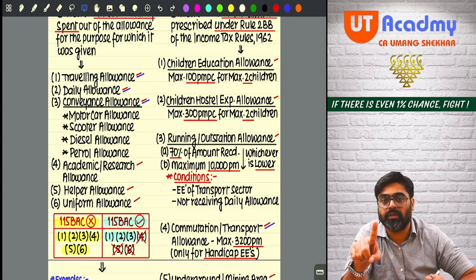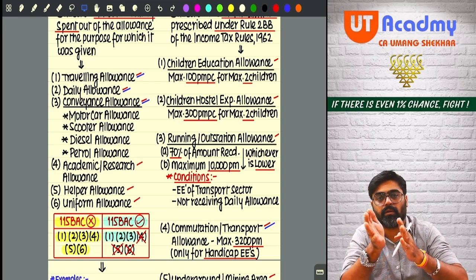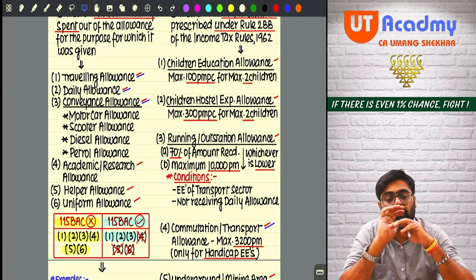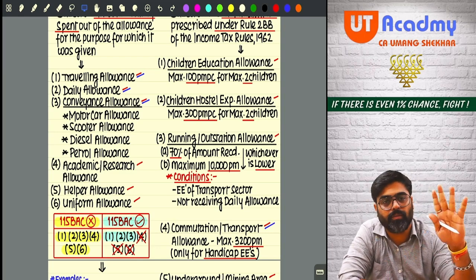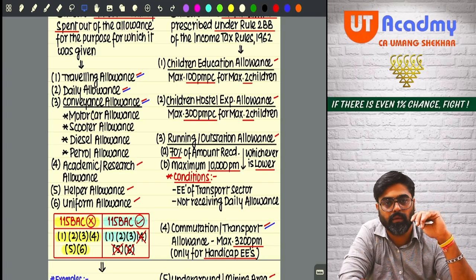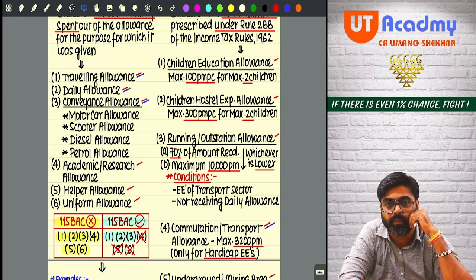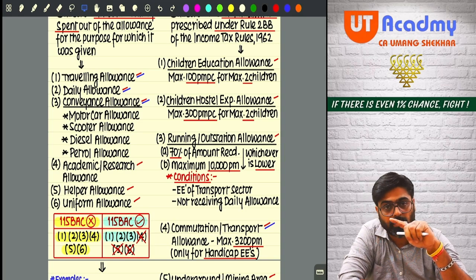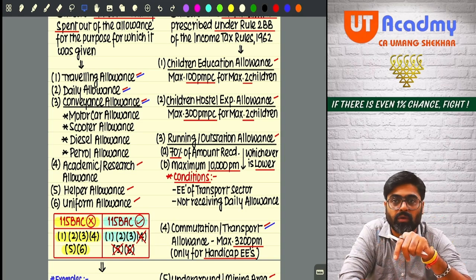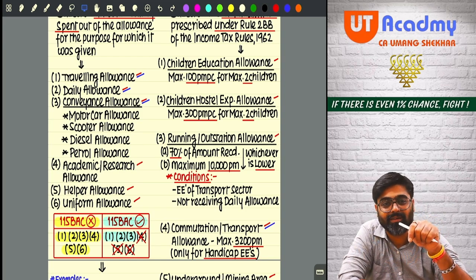Whatever amount is spent out of these allowances, to that extent the allowance will be exempt. If for example traveling allowance is given at 5,000 rupees per month, and if you spend 5,000 fully, how much will be taxable? Nothing. Because 5,000 received, 5,000 spent, nothing taxable. But what if you are receiving 5,000 and you are spending only 4,000? So out of 5,000, you could spend only 4,000, 1,000 remaining with you, no? That is taxable. But what if the allowance received is 5,000 and your expense on traveling is 7,000?